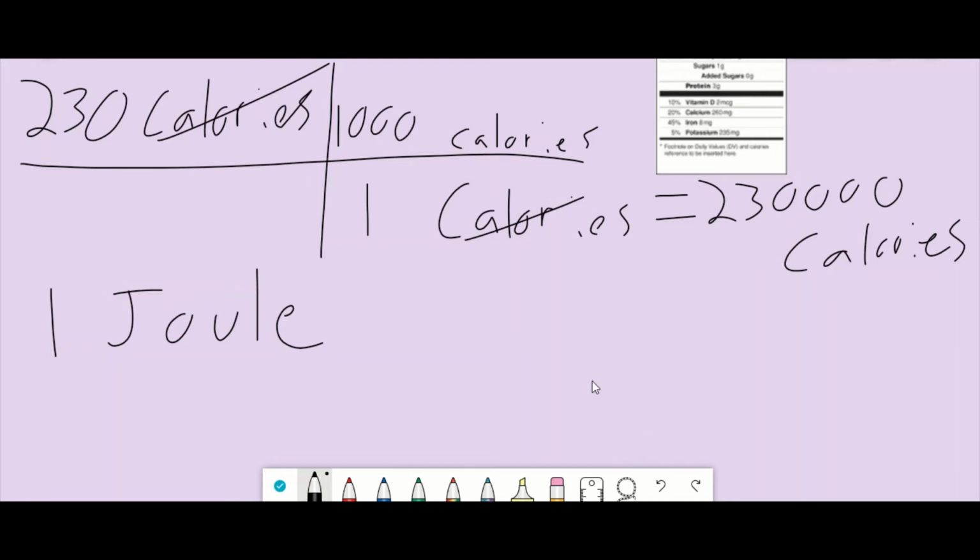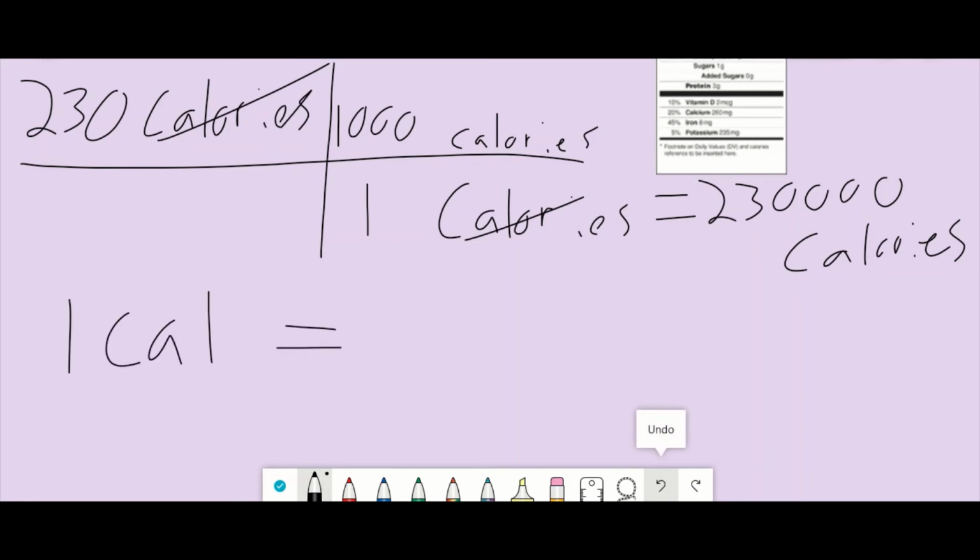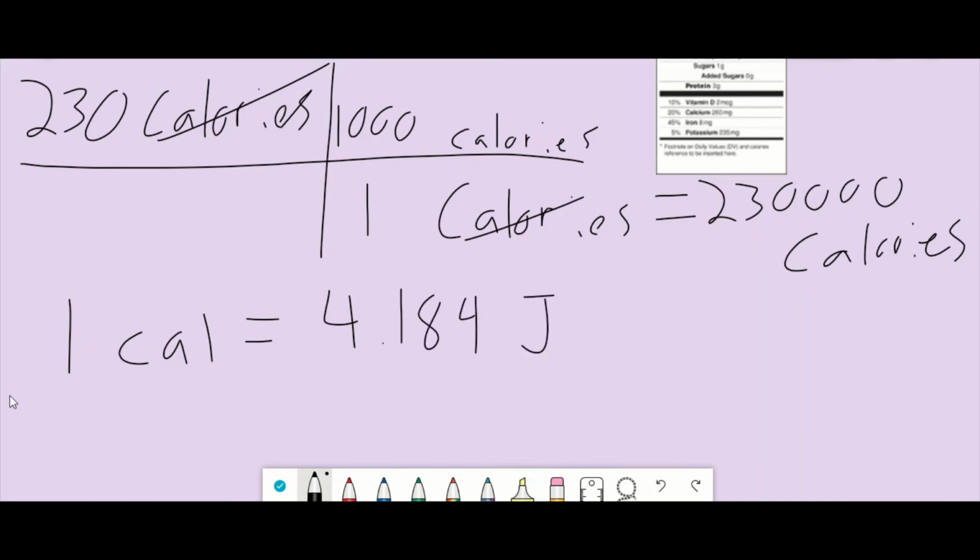And the way we convert between calories and joules is, let me write it this way: 1 calorie, with a small c, so you don't get confused. 1 calorie is equal to 4.184 joules. If we're ever given calories, we can just convert to joules. If we're ever given joules and want to find our answer in calories, you can convert using the same conversion factor right here.